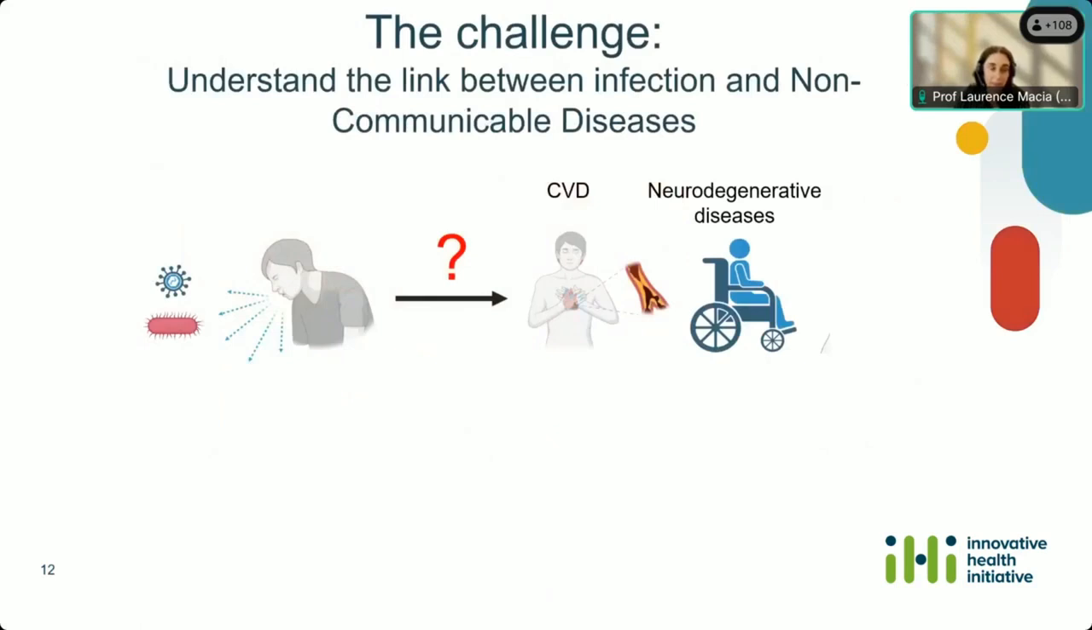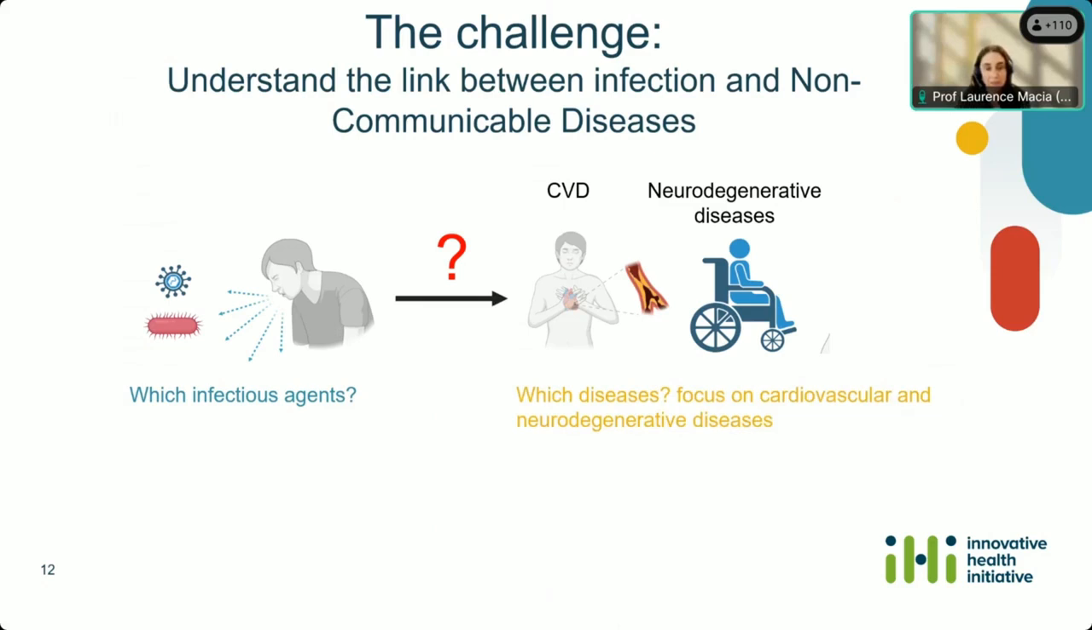The aim of this project is really to further understand the link between infection by viruses and bacteria, and how those infections can lead to the development of non-communicable disease. We are interested in which infectious agents, so identifying a new virus or new bacteria. It could be agents which are known in different contexts, making a new link between those infections and non-communicable disease. Within this topic, we are particularly interested in cardiovascular and neurodegenerative disease. So it's identifying new pathogens and how they can trigger cardiovascular and neurodegenerative disease.